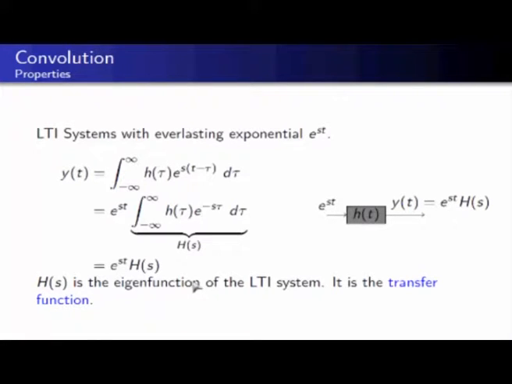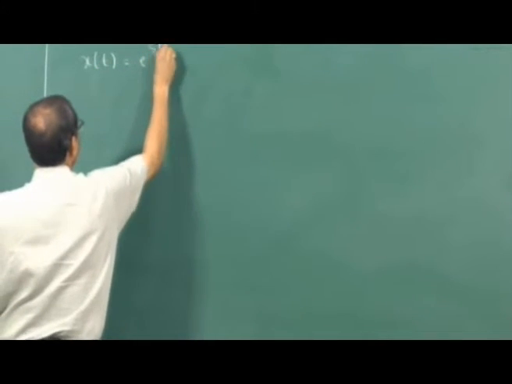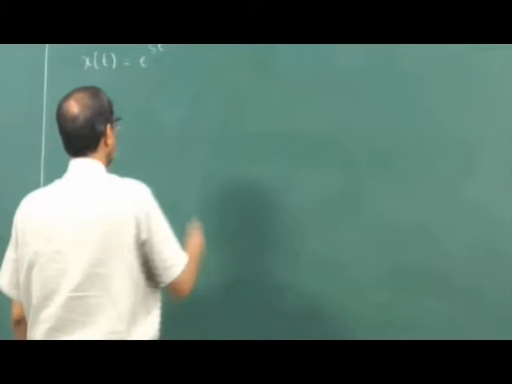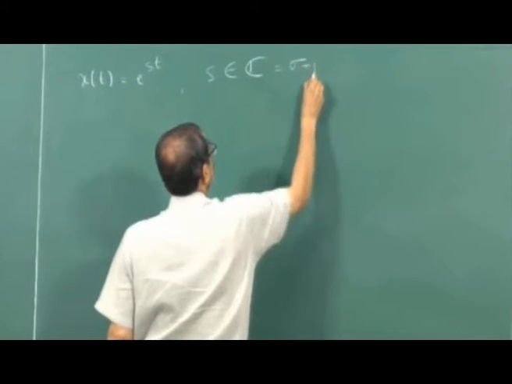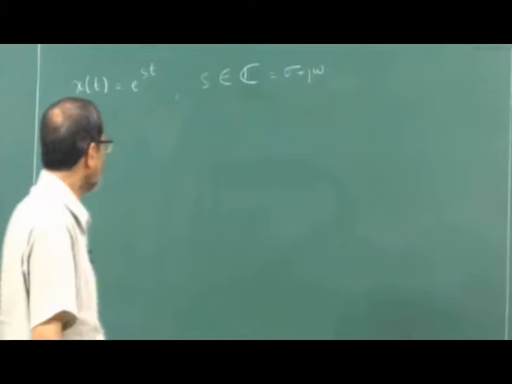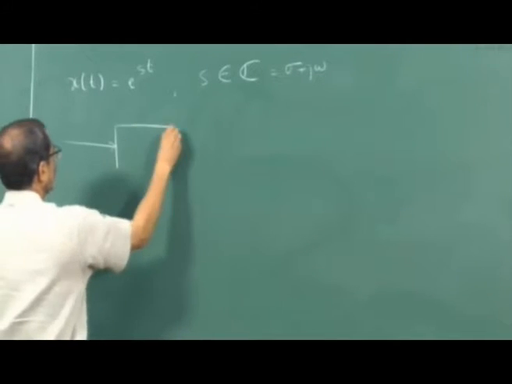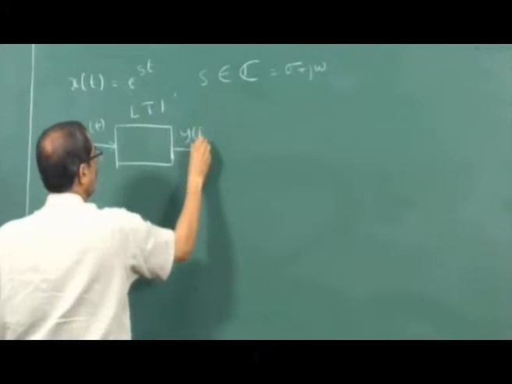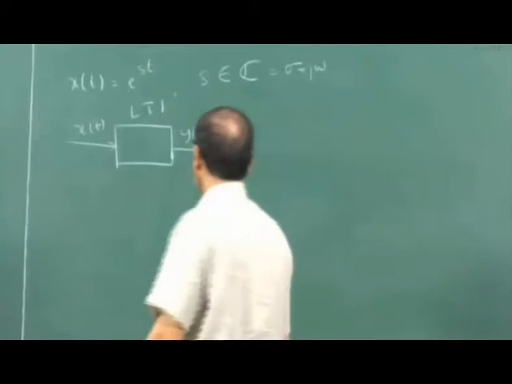So the idea is, if to an LTI system I input x of t equal to e raised to s into t, which is an everlasting complex exponential, where s is any complex number of the type sigma plus j omega, and t is the time from minus to plus infinity. If I feed this signal to an LTI system, my question is, what will be the output? This is what I was trying to do last time, and I made a lot of mistakes. Apologies for that.